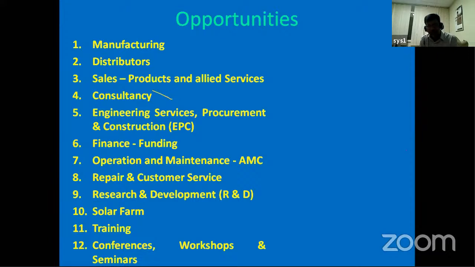And the fifth one is EPC, engineering, procurement, and construction. Here we have engineering services, procurement services, and construction services. We can provide manpower, and we can provide surveying of the plant. We can provide procurement of the plant's requirements from distributors, dealers or manufacturing units. See, this is EPC.